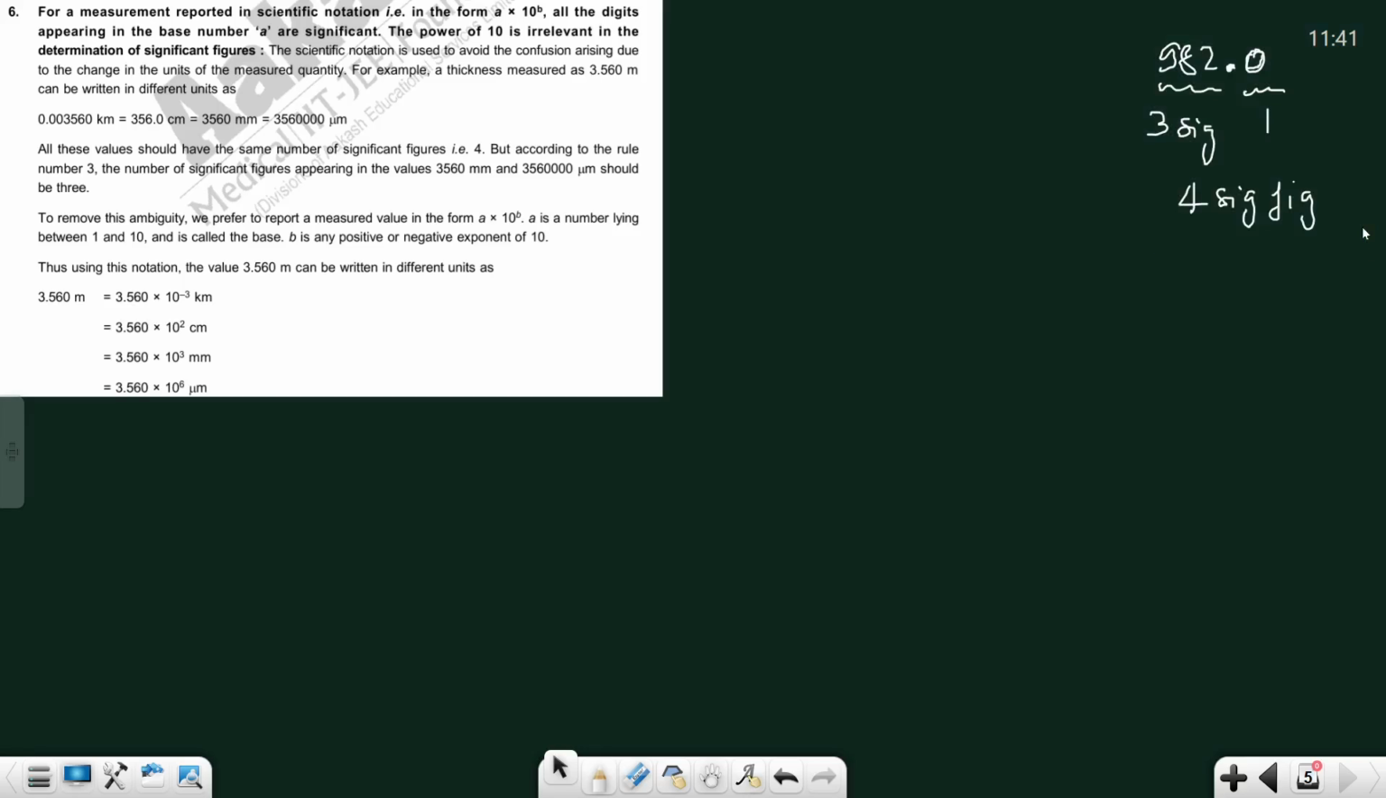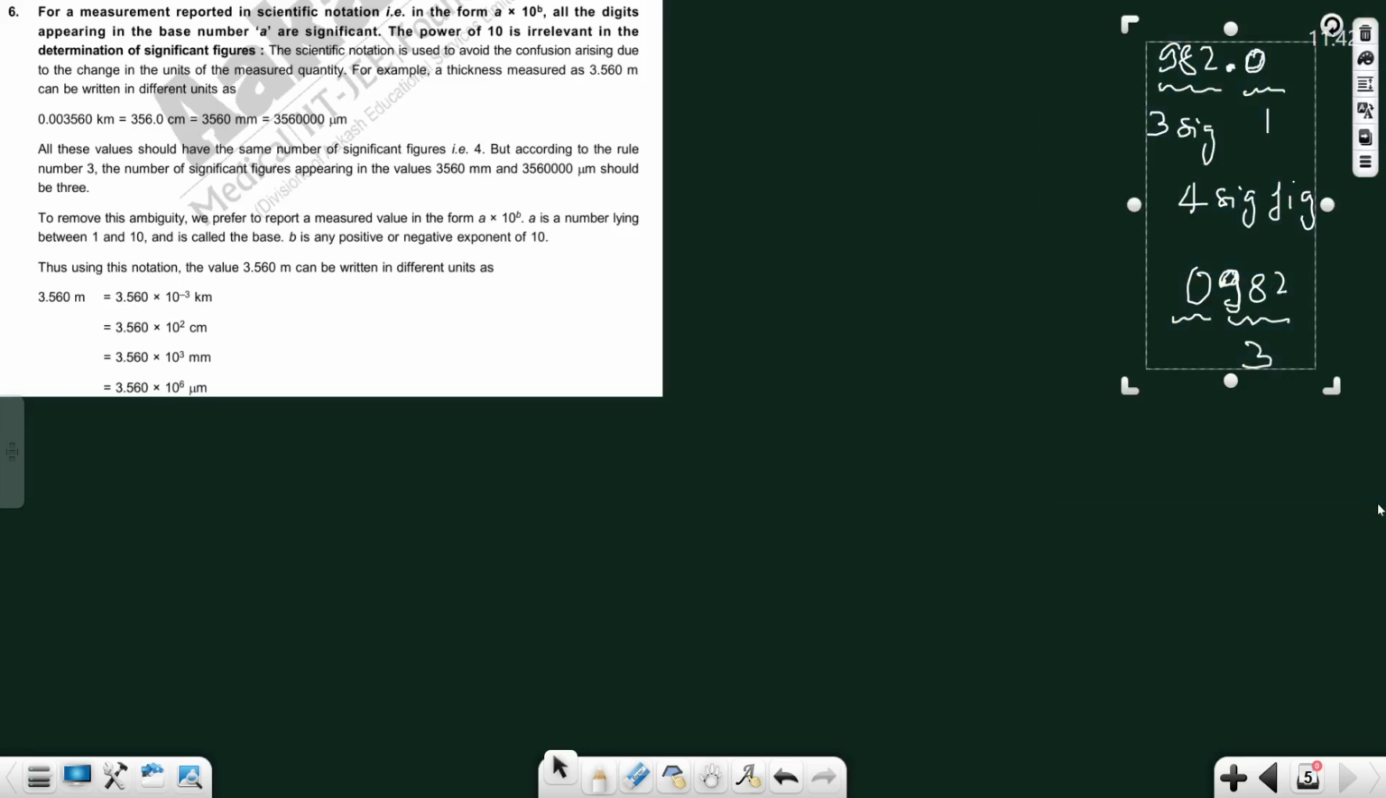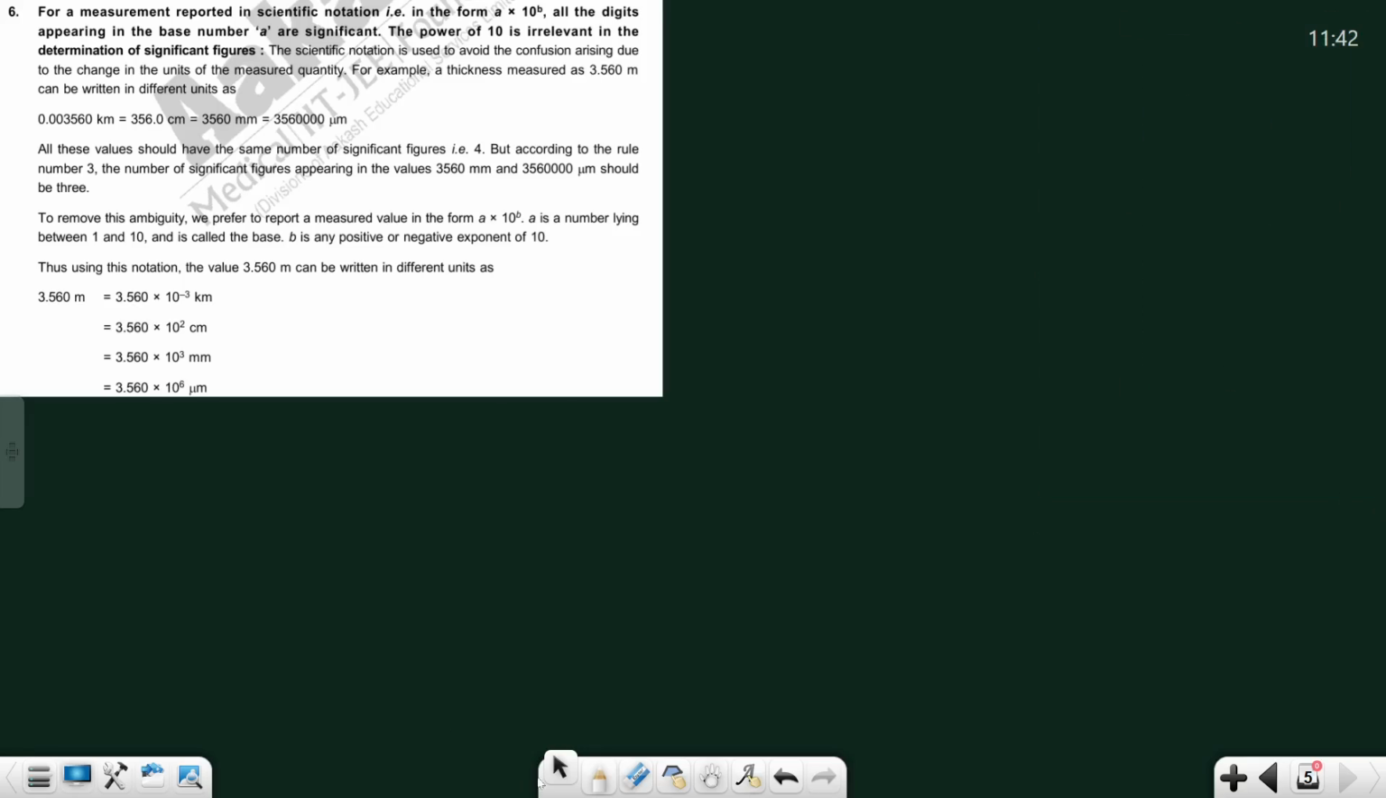Sir, and if it's 0982, the zero is not a significant figure, right? Yes, 0982, no point, only three significant figures. This zero will not be counted. Okay, sir. Done, beta?